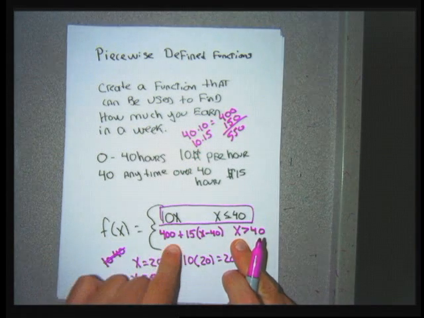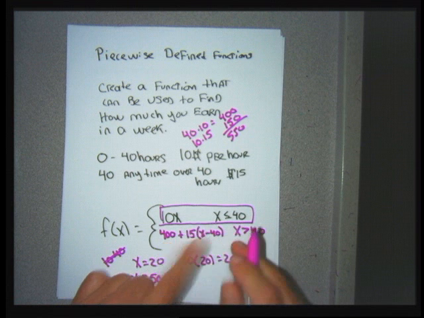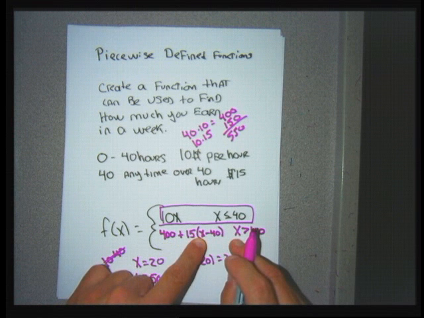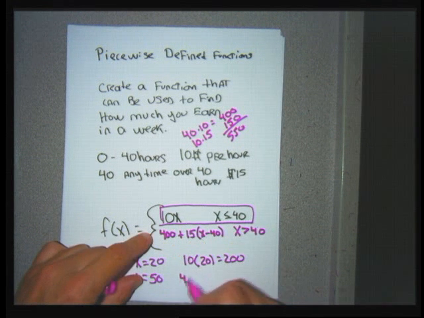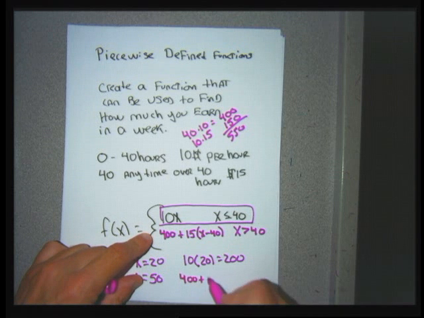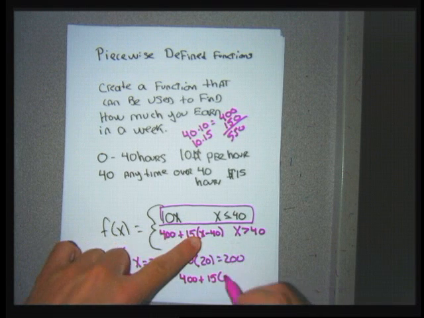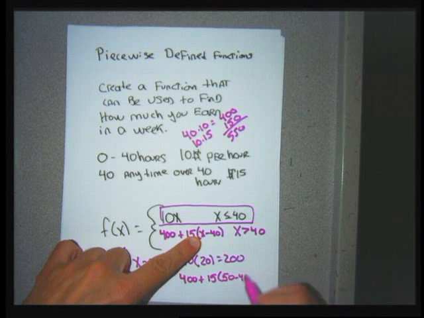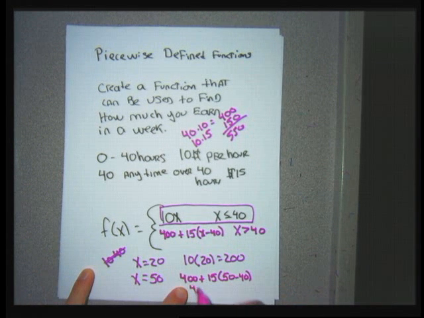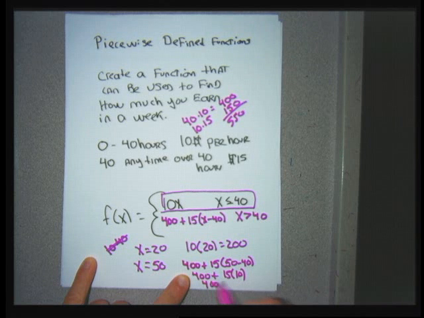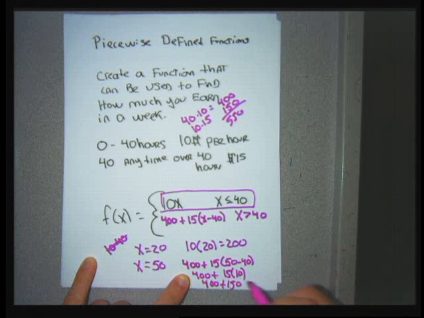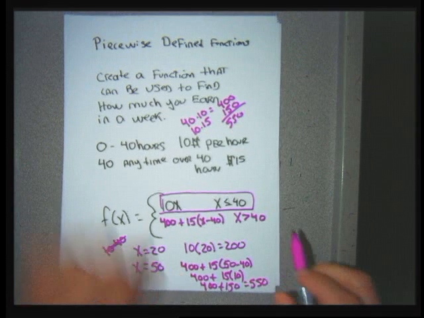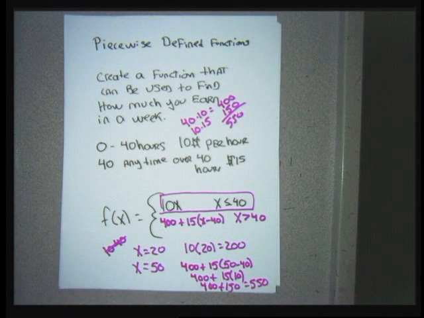This equation is used for my overtime pay. If I plug 50 hours in for that x, my pay would be 400 plus 15 times 50 minus 40. And I'd go 400 plus 15 times, and 50 minus 40 is 10. That's going to give me 400 plus 150, and that's the $550. So this is a piecewise function to calculate somebody's earnings if they get overtime pay.